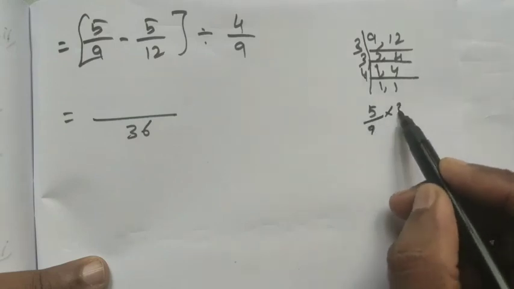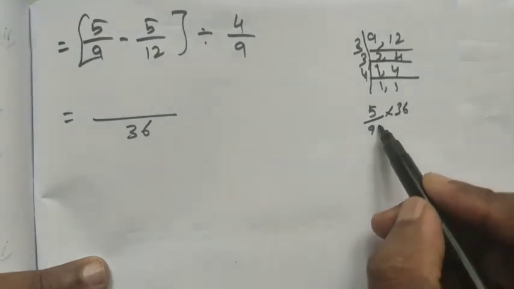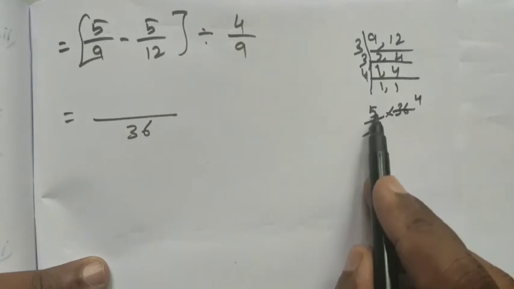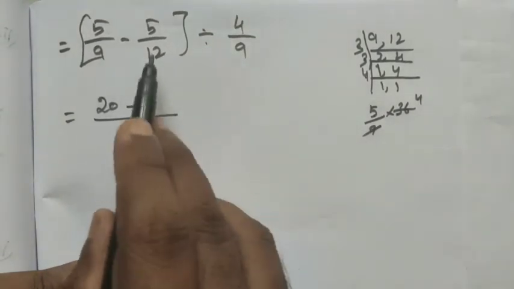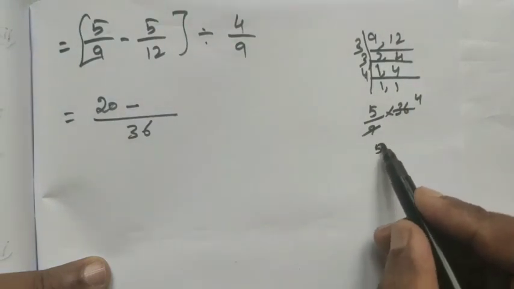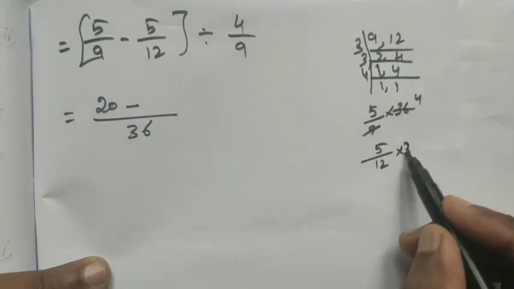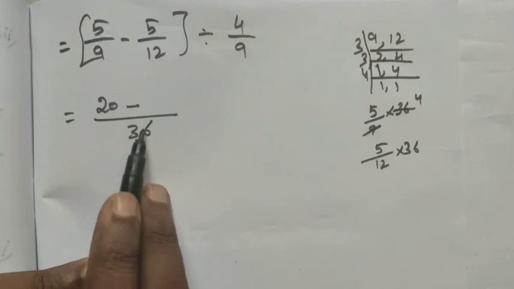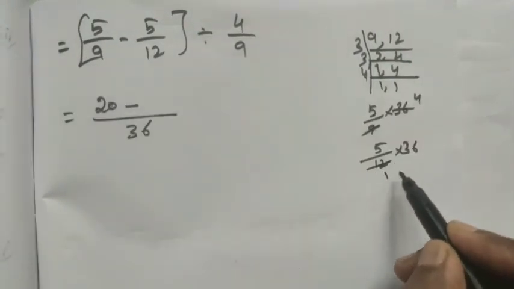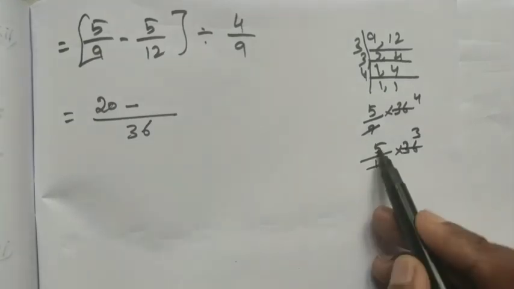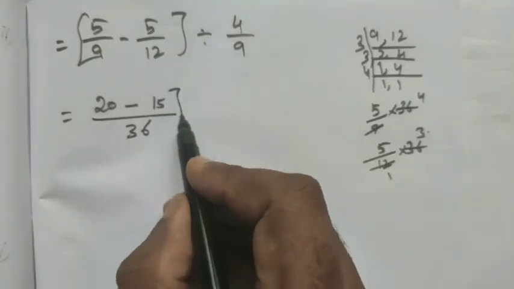5 divided by 9 into 36. That is that form. 9 1s are 9, 4s are 36. So 5 into 4 is 20. Minus, this term is also multiplied by 36: 5 by 12 into 36. So whatever LCM we get, that LCM should be multiplied in each and every term. 12 1s are 12, 3s are 36. So 5 3s are 15.